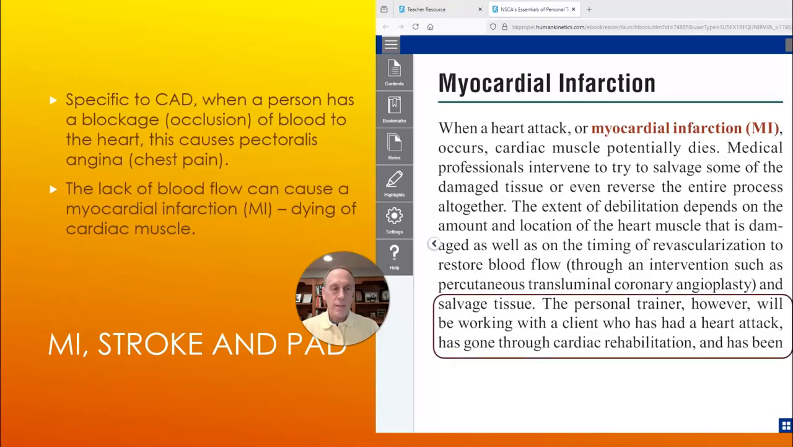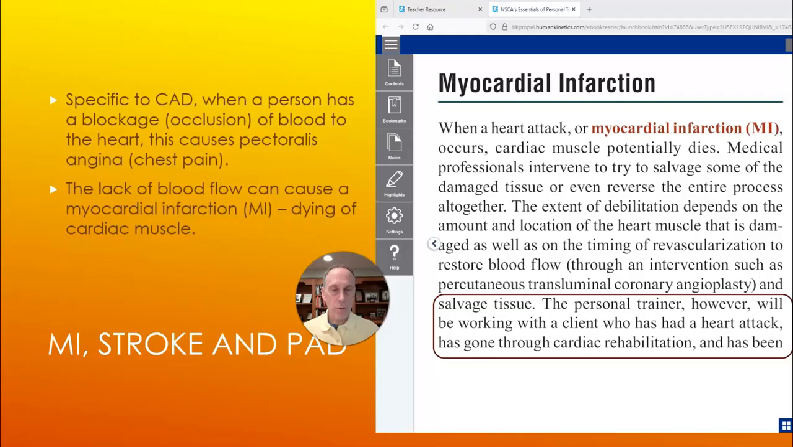When we look at people that you might work with, I have no doubt when you're working with clients, you're going to have a client who has probably had some heart attack. They probably had some type of intervention. It could be medicinal in terms of pharmacological, or it could be perhaps a surgical intervention. More than likely, in either case, they've gone through some type of cardiac rehabilitation program, and when they get to you, they should be good to go.